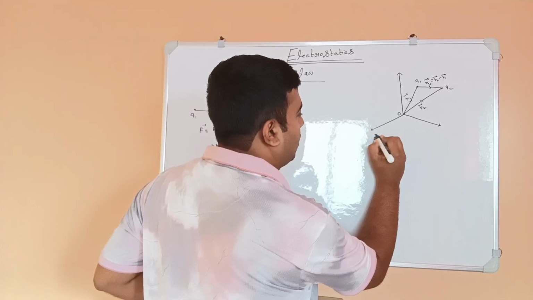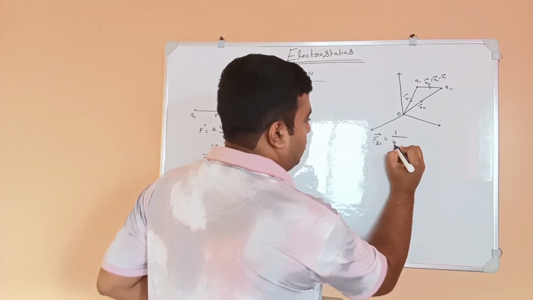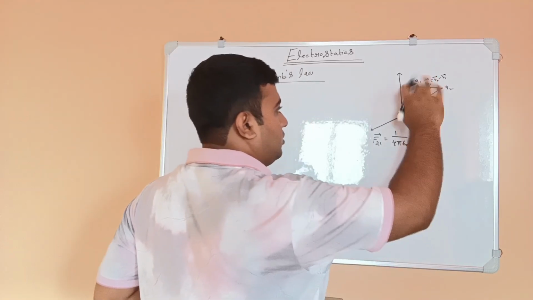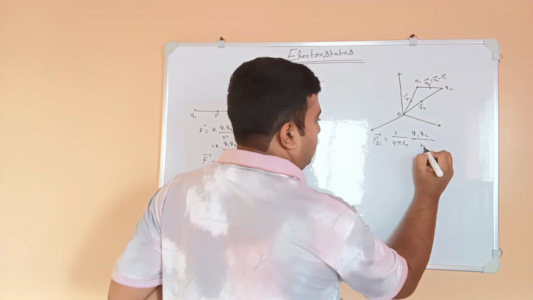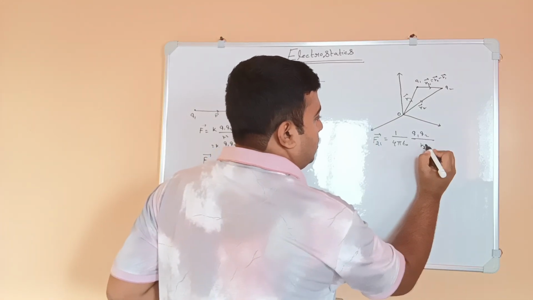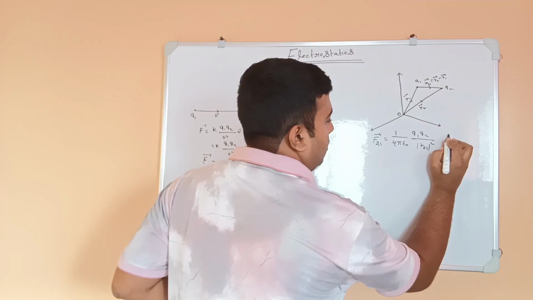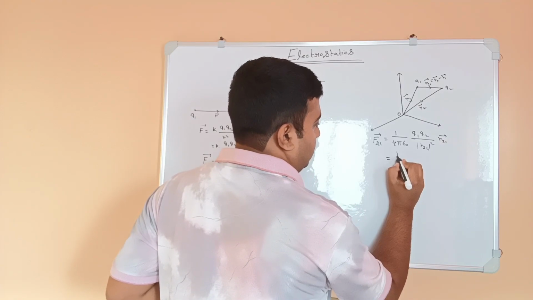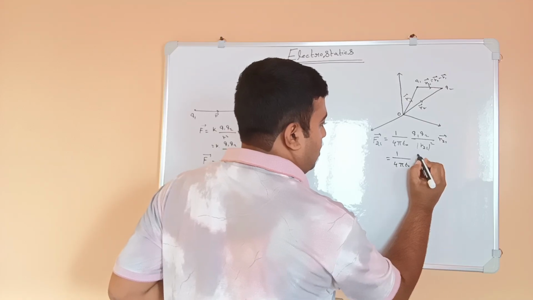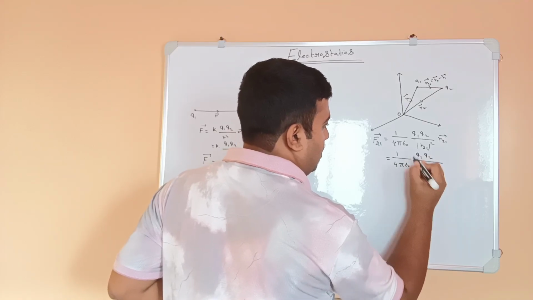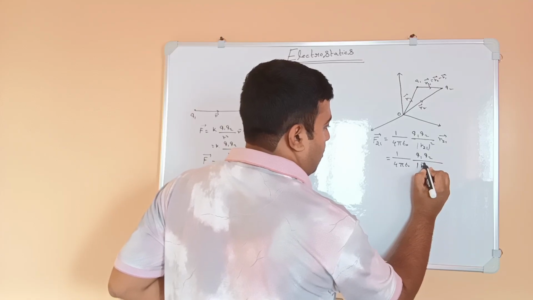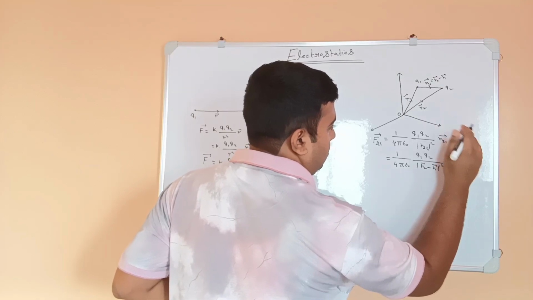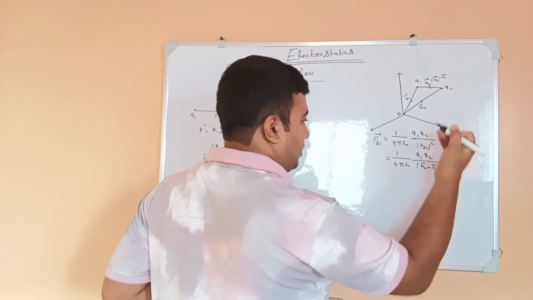The F21 vector is 1 by 4 pi epsilon naught q1 q2 by the distance between them, r21 square, into the r21 vector. Now this is 1 by 4 pi epsilon naught q1 q2 by mod of r2 minus r1 square into r21 hat, the direction vector.